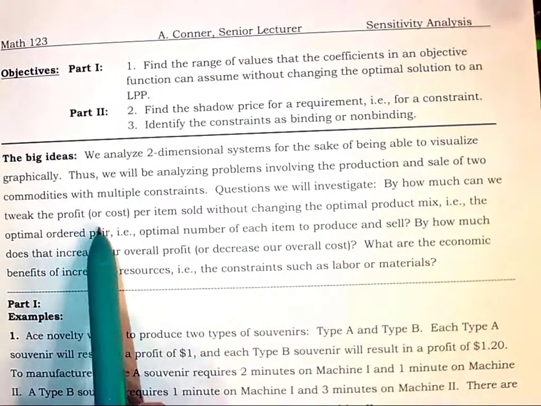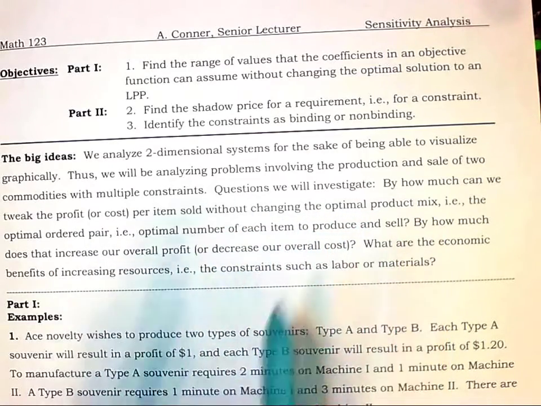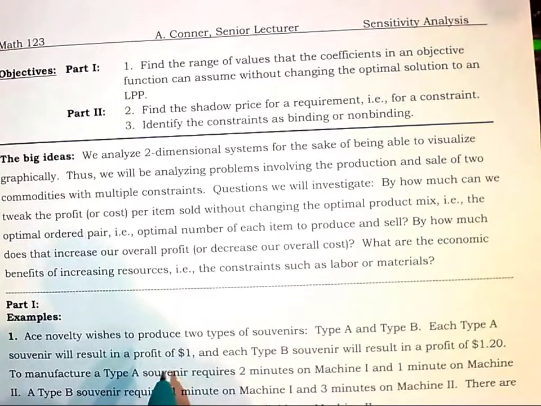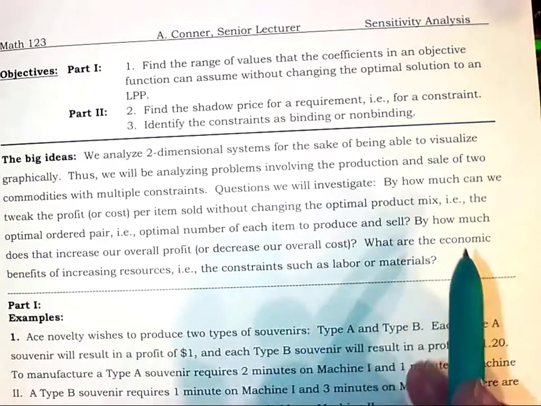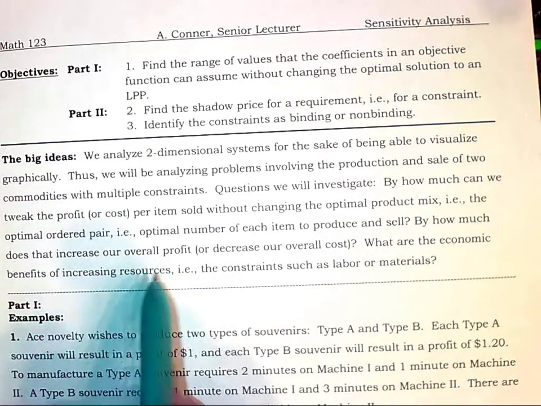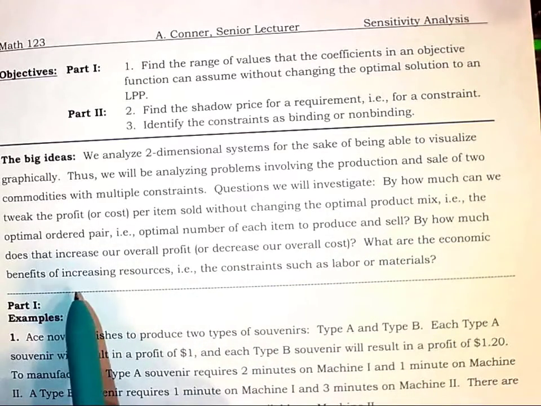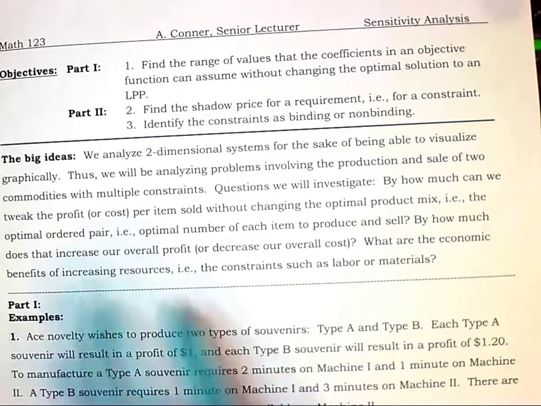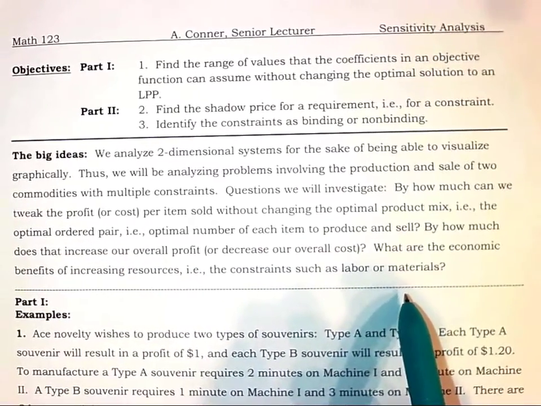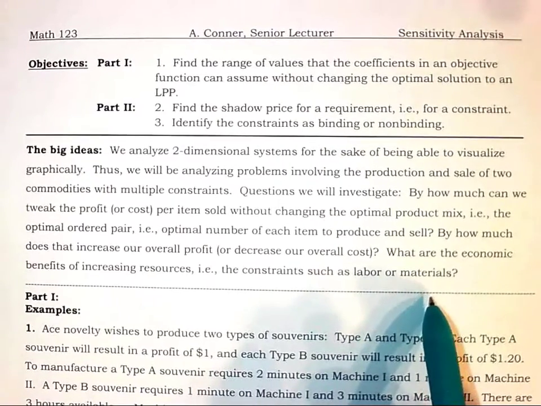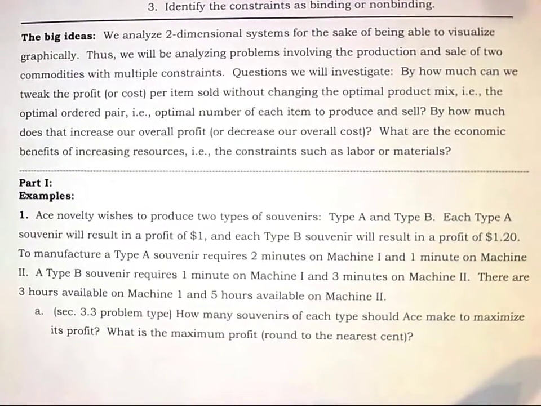So the big ideas here are some questions we're going to be asking. By how much can we tweak that profit or cost per item sold without changing that optimal product mix? So maybe we can charge another $1 for a particular item and increase some profit some without changing our constraints. And then also, by how much does that increase our overall profit or decrease our overall cost? And what might be some economic benefits of increasing our constraints, our resources? Maybe we could increase our labor or materials or the amount of time we can spend producing our products on a machine.